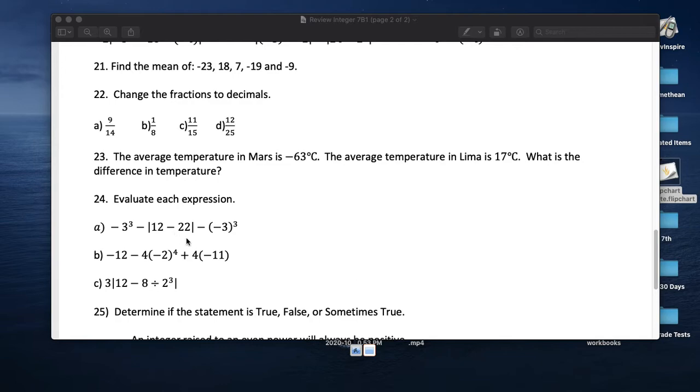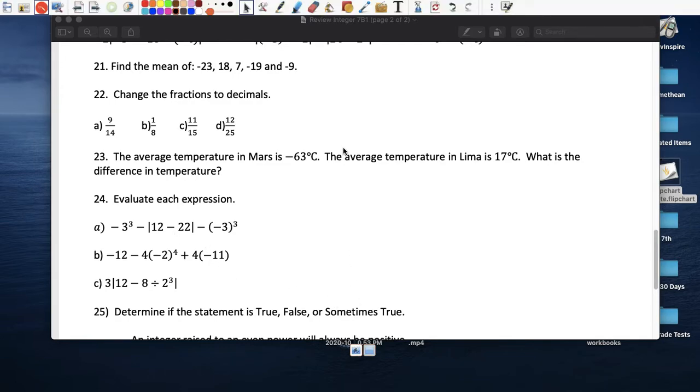So you have to add these. So negative 23 plus 18 plus 7 plus negative 19, put that in parentheses, plus negative 9. So you need to add it up. I'm going to use a calculator.